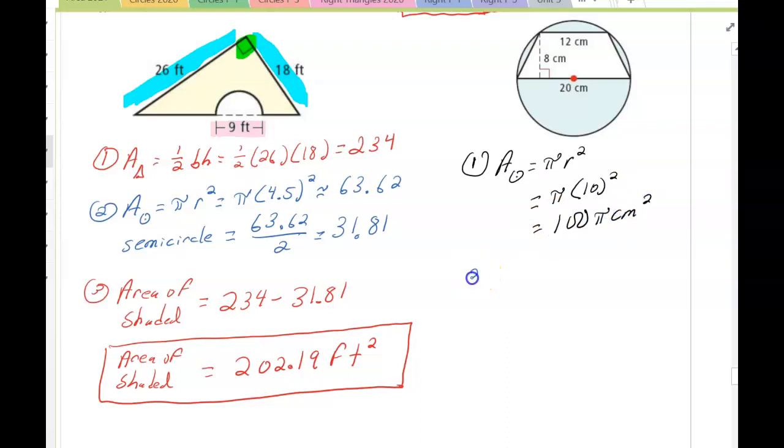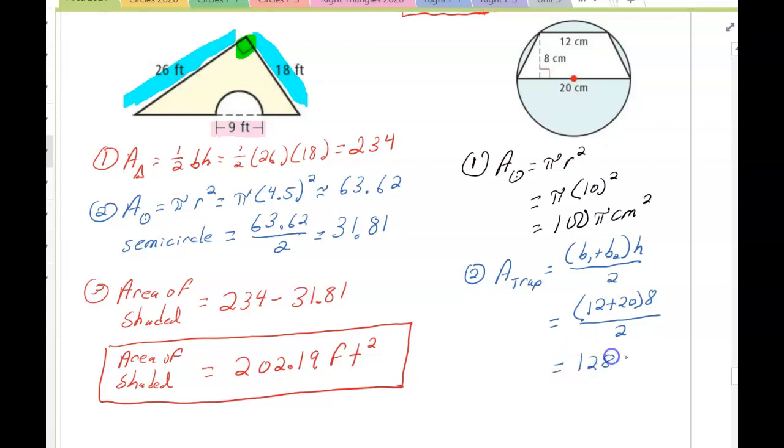My goal is to find the area of the shaded section, so I need to find the area of the trapezoid. So the area of a trapezoid is base 1 plus base 2 times the height divided by 2. Looking at that trapezoid, the bases are 12 and 20. The height is 8. So the area of the trapezoid is 128 centimeters squared.